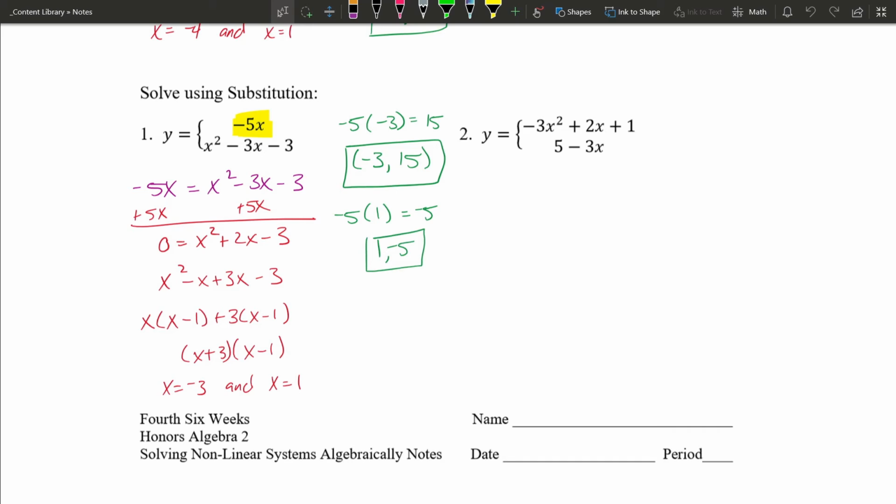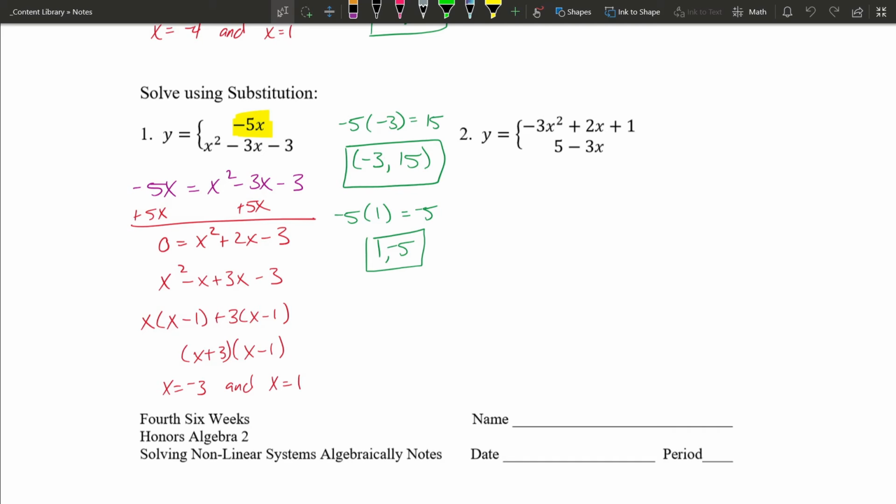And then what I will do, for those of us that are here, is throw this on Desmos so we can see what we're talking about. Negative 5x, and then x squared minus 3x minus 3. And we get 1, negative 5, and we get negative 3, 15. Now, to be fair, if I had Desmos, clearly graphing it would be faster, but if I didn't, then solving it as a system is probably the most efficient way to do it.